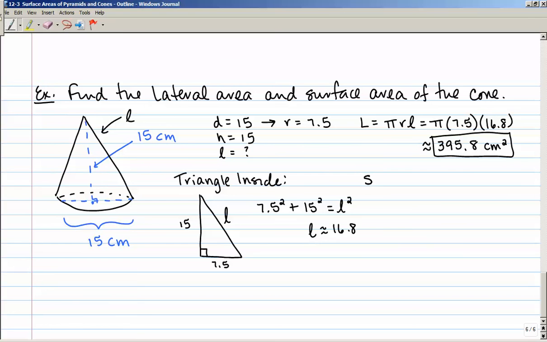And then my total surface area is going to take my lateral area and add to that the area of the circular base, or 395.8 plus pi times 7.5 squared, which gives me approximately 572.5 square centimeters.